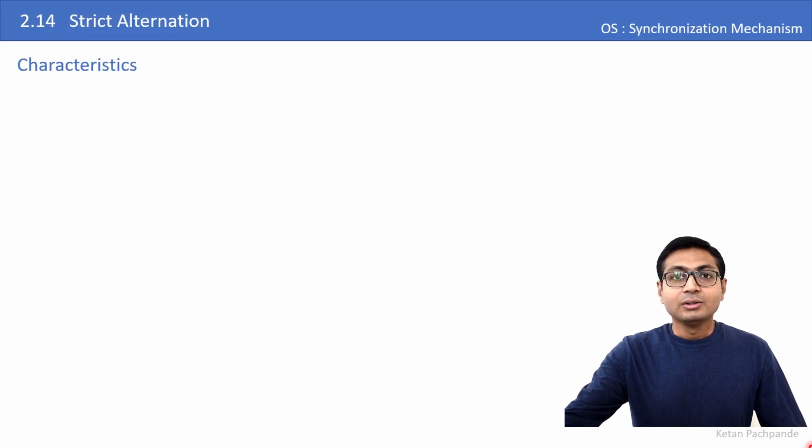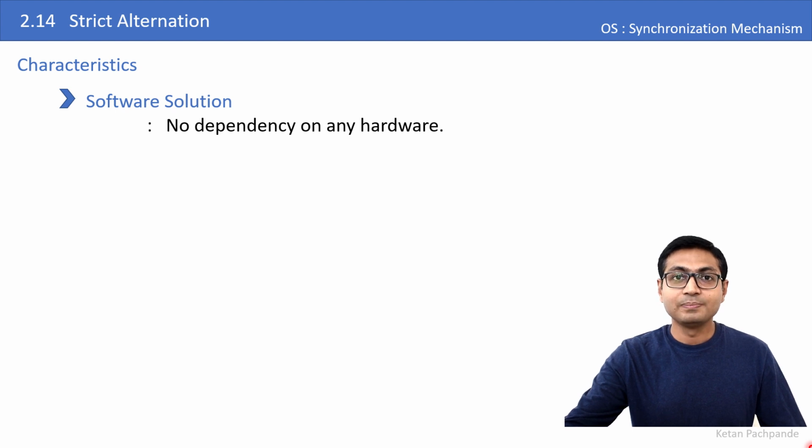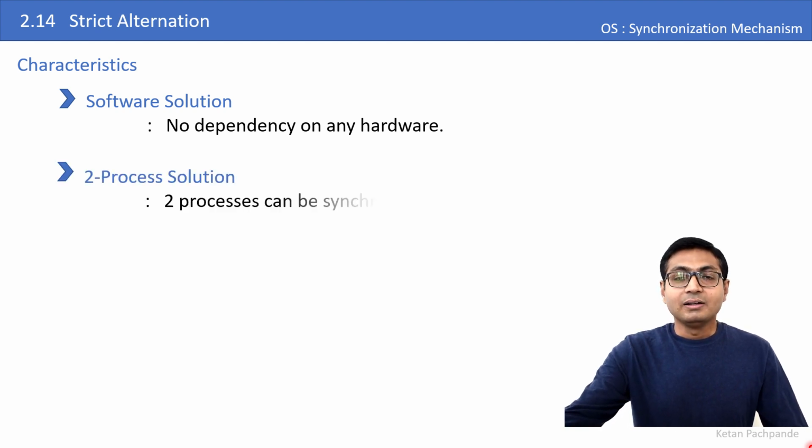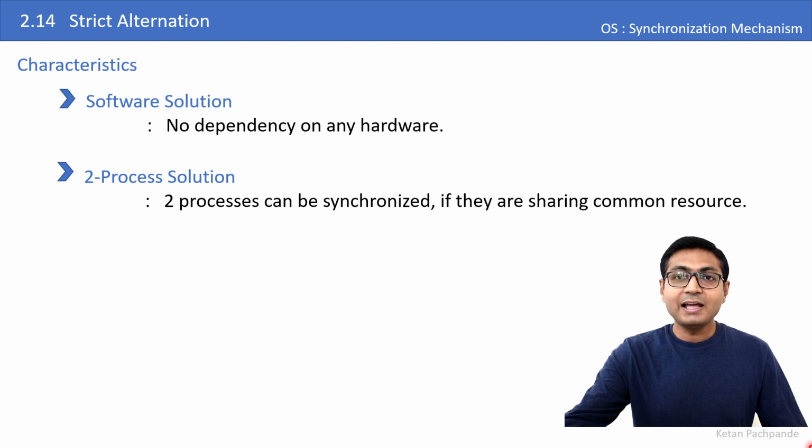Alright, let us discuss the characteristics of this strict alternation mechanism. The first characteristic is it is purely a software solution, means it does not require any support from the hardware. The second characteristic is this mechanism can be used only when you want to synchronize between two processes, let's say P0 and P1 only. In other words, you cannot use this solution if there are more than two processes.